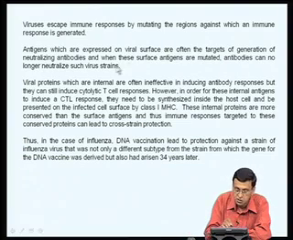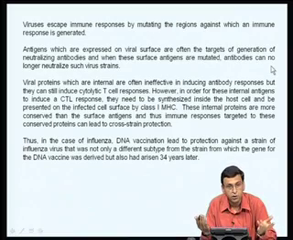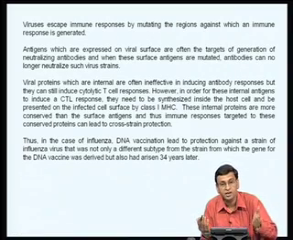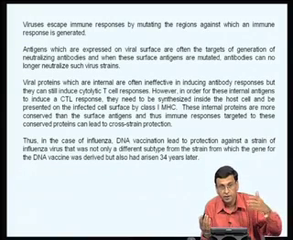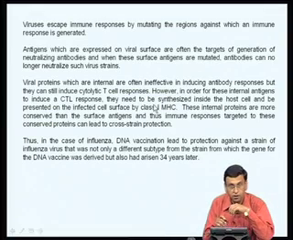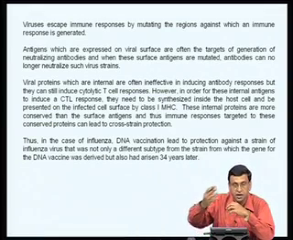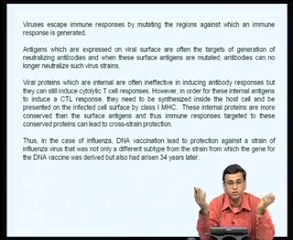Antigens which are expressed on the viral surface are often the targets for generation of neutralizing antibodies, and when these surface antigens are mutated, antibodies can no longer neutralize the virus. This is the problem with viruses like influenza, or even malarial parasites or HIV, because they keep changing the surface antigens. On the other hand, viral proteins which are internal are often ineffective in inducing antibody responses, but they can induce very potent cytolytic T cell responses. In order for an antigen to induce an antibody response, it should be present on the surface of the virus. Only then can the antigen presenting cells see it and induce an antibody response.